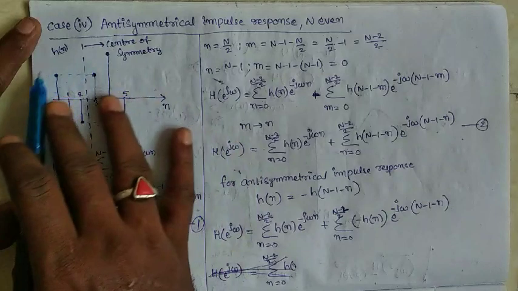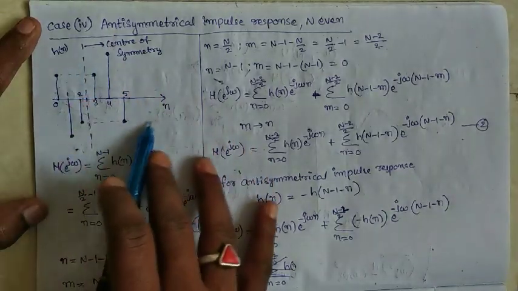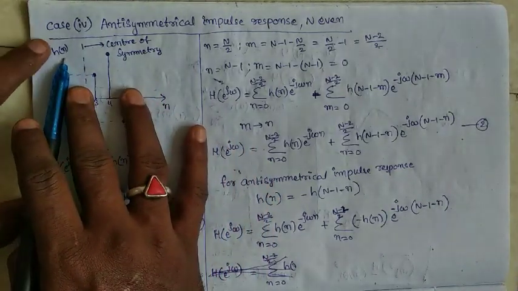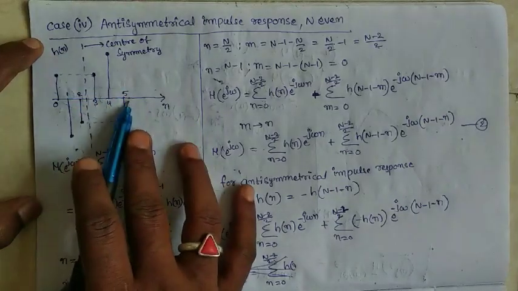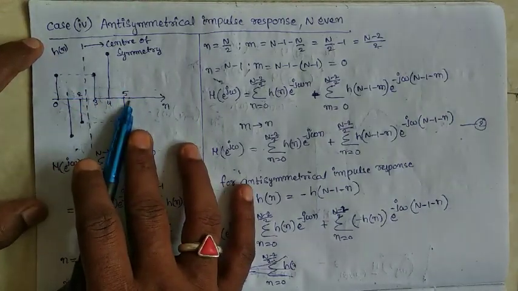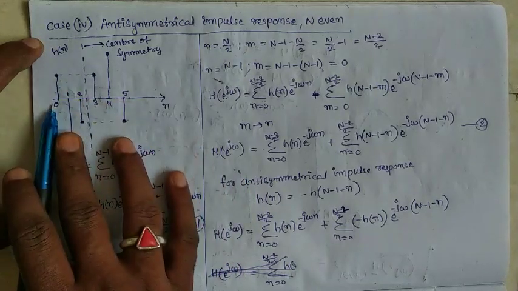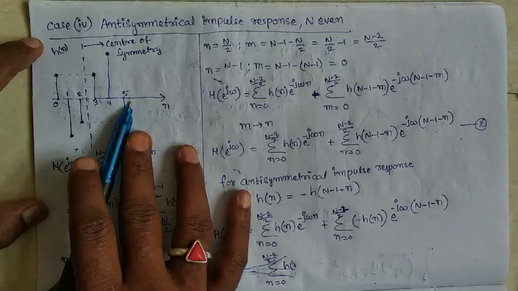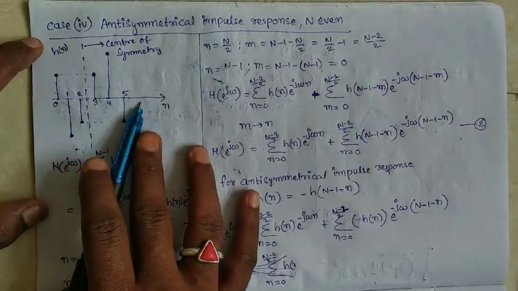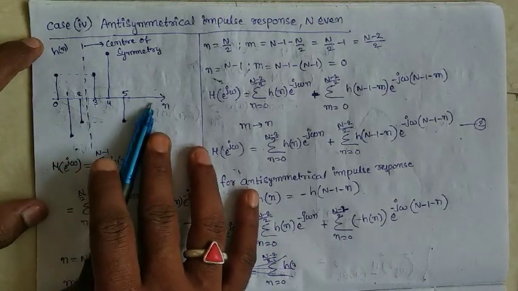This is the impulse response of the FIR filter, and it contains 6 samples. It is defined for small n equal to 0 to 5, that is, 0 to capital N minus 1. Here capital N is 6, so 6 minus 1 means 5.